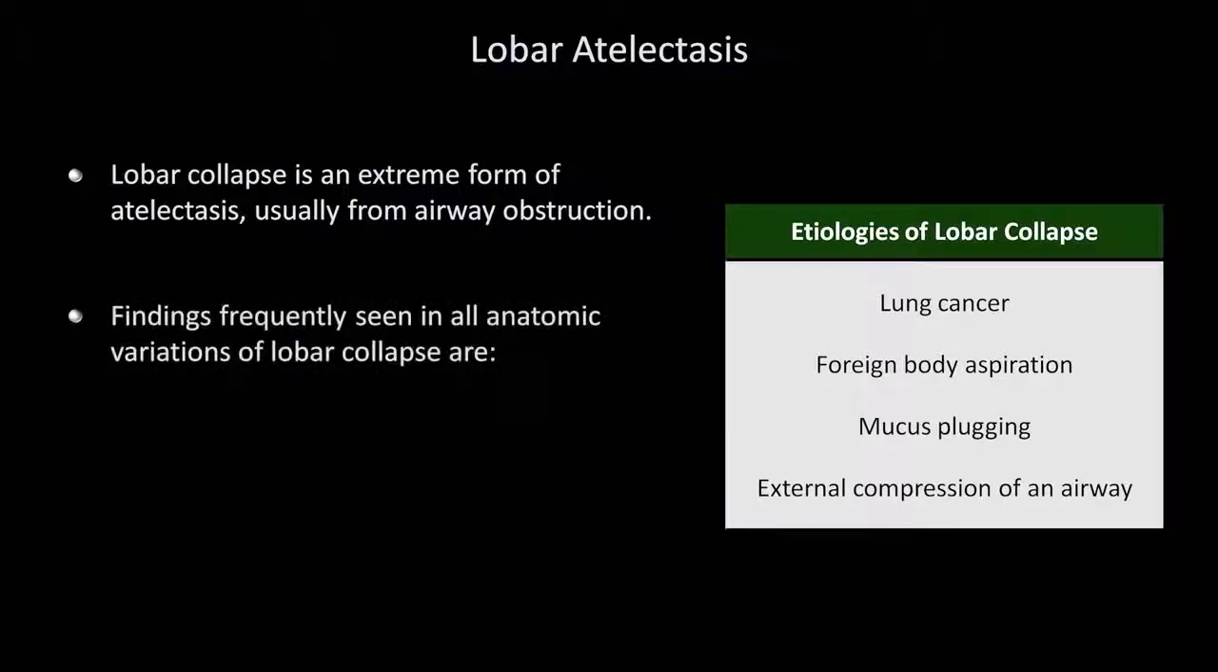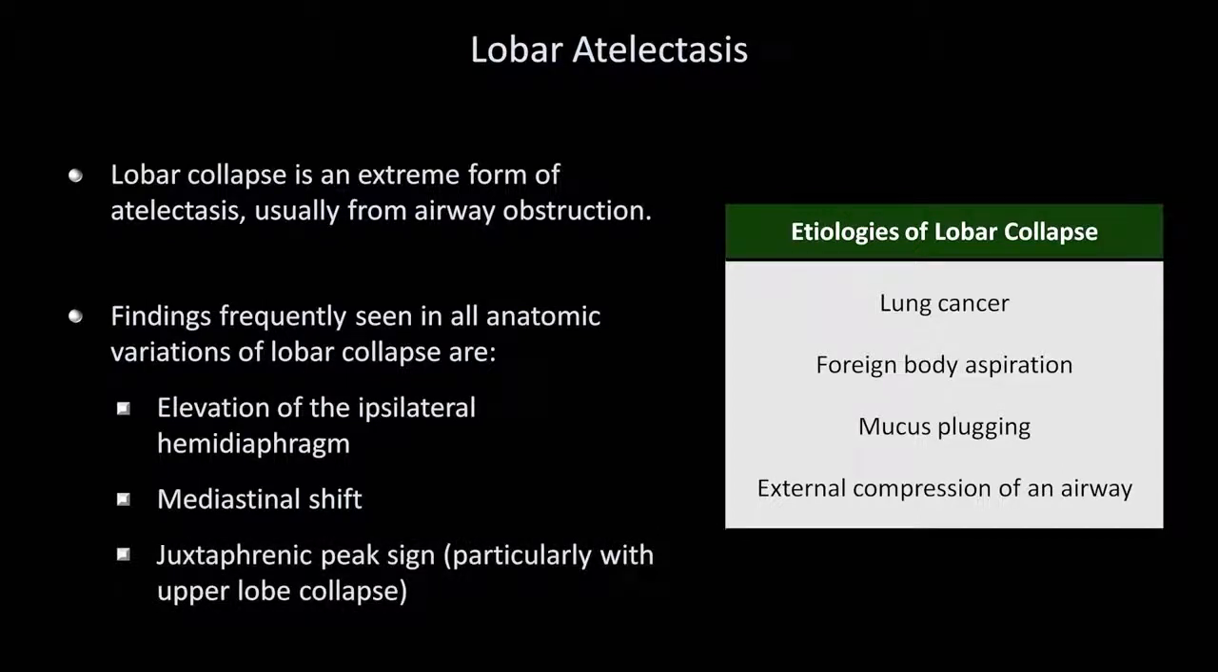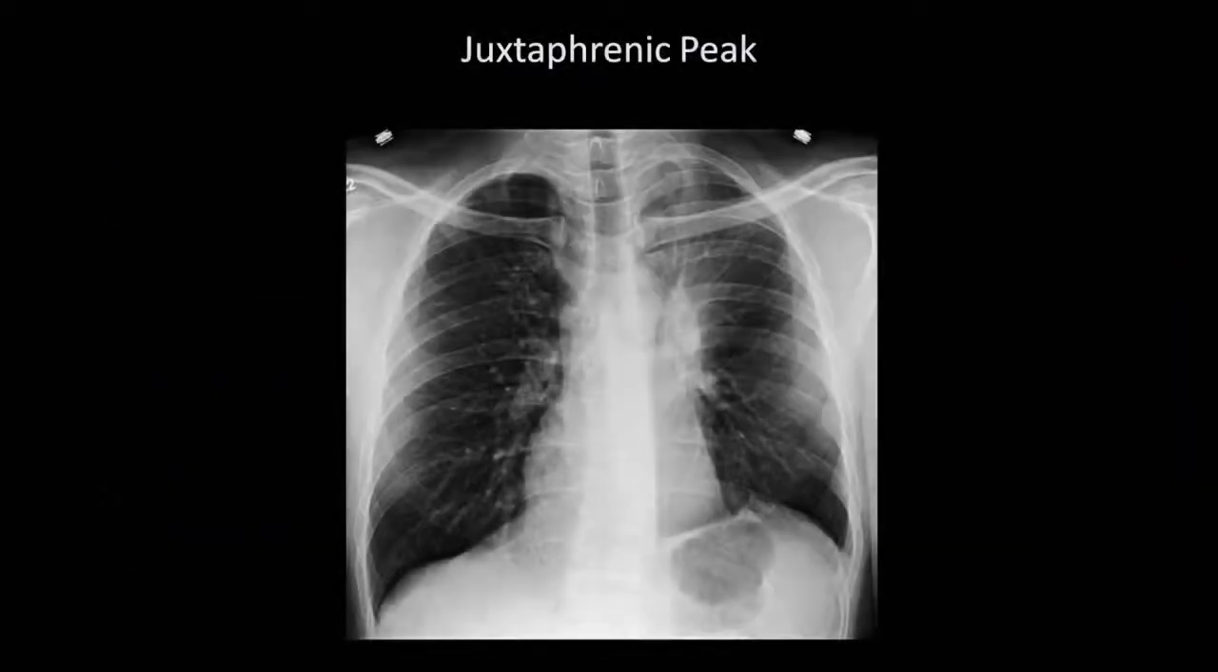There are some radiographic findings frequently seen in all anatomic variations of lobar collapse, including elevation of the ipsilateral hemidiaphragm, mediastinal shift towards the side of collapse, and the juxtaphrenic peak sign, particularly with upper lobe collapse. Here's an example of the juxtaphrenic peak. Some sources report it's caused by traction on the inferior pulmonary ligament. However, more recent journal articles describe it as the result of an inferior accessory fissure.